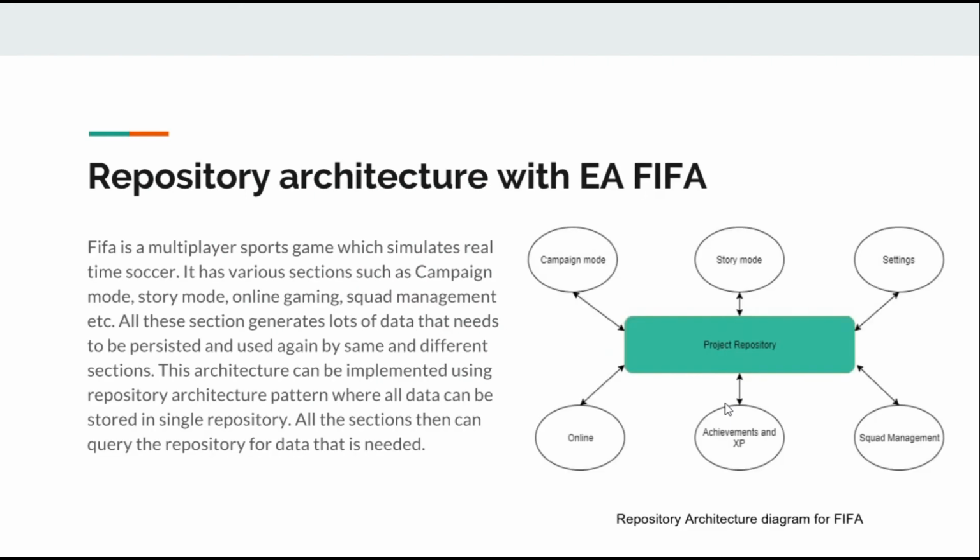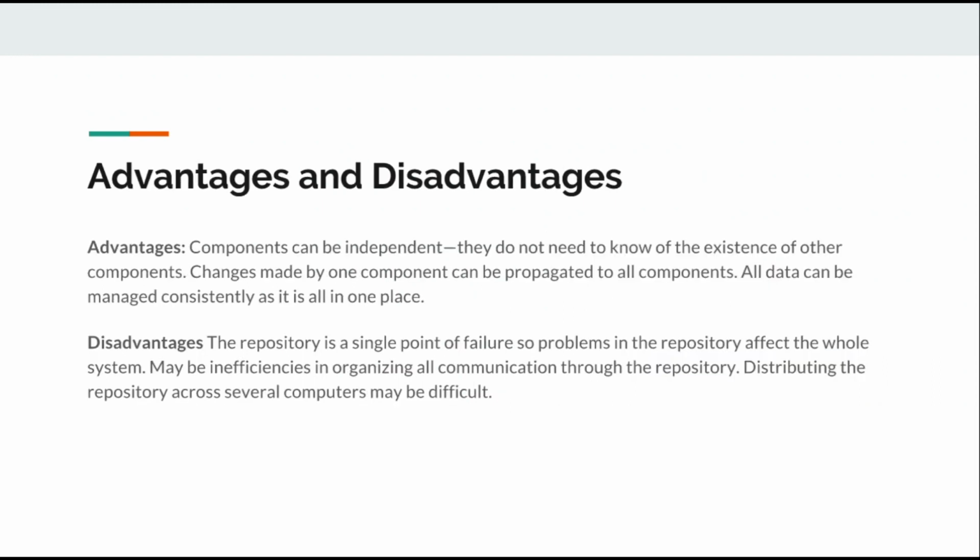So let's see how repository architecture works with game development. Here we take the example of EA FIFA. FIFA is a multiplayer sports game which simulates real-time soccer. It has various sections such as campaign mode, story mode, online gaming, squad management, etc. All these sections generate lots of data that needs to be persisted and used again by the same and different sections. This can be implemented using the repository architecture pattern, where all data can be stored in a single repository. All the sections can then query the repository for the data that is needed.